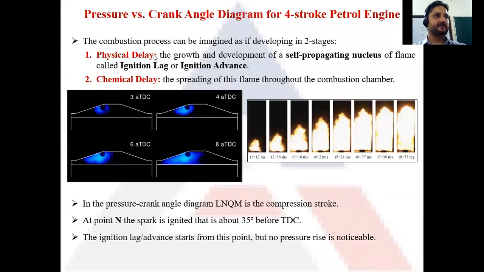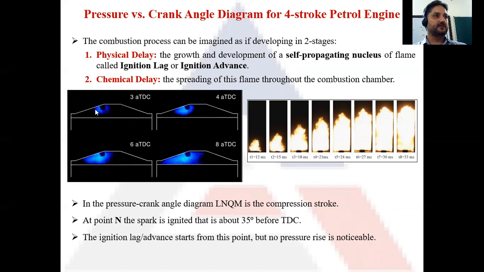In physical delay, what is happening is, when the spark is ignited, the fuel in the direct vicinity of the spark plug produces a self-propagating nucleus. So that nucleus, the flame nucleus, is developed, and this delay is known as your ignition lag or the ignition advance. This is your physical delay.